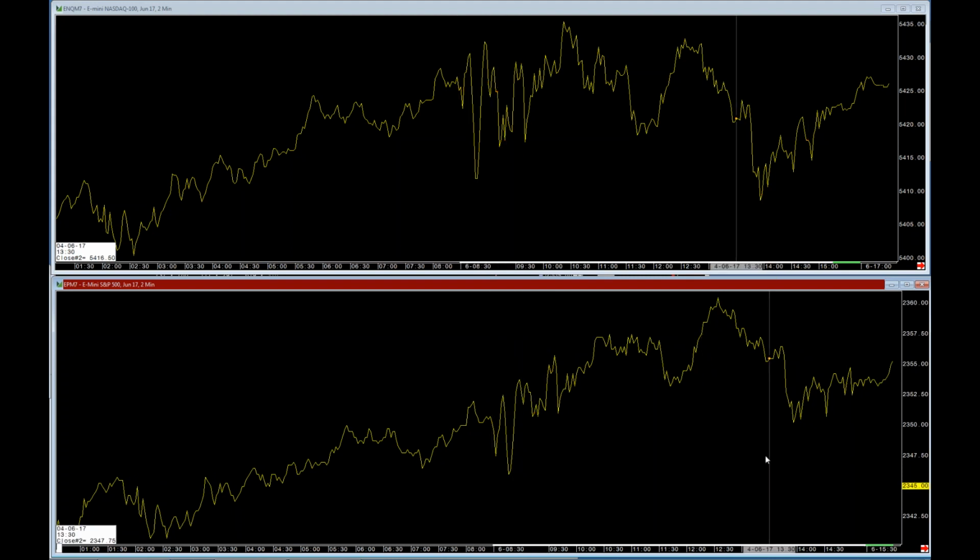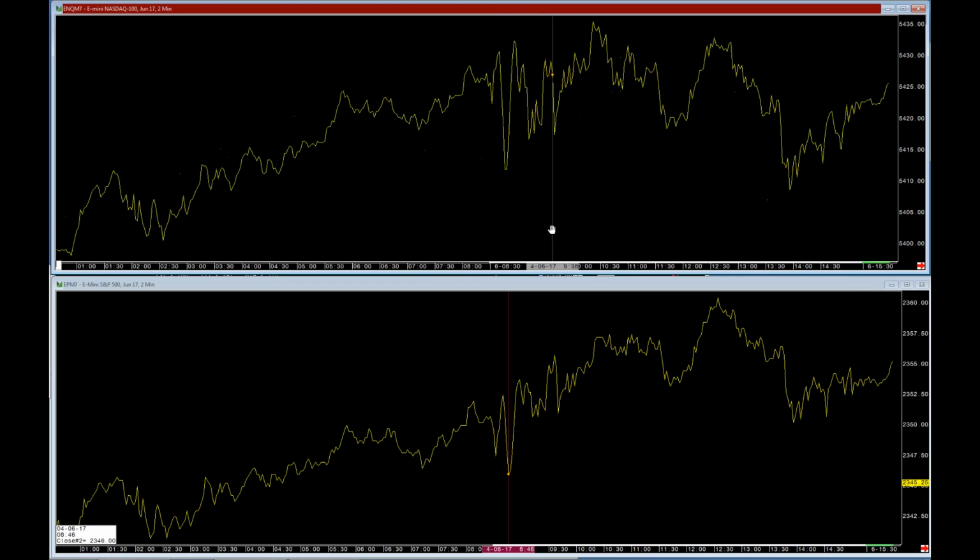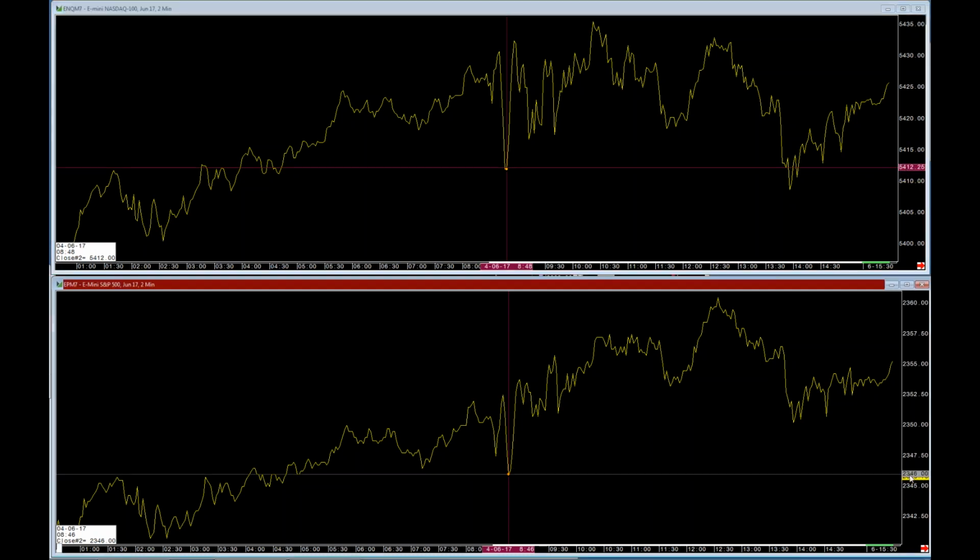Here was a good one. Take a look at this. Let's put the lines in here. Vertical line, vertical line. We'll put an intersection, intersection. So take a look at the two intersections here. This one right here is the NASDAQ. This guy down in here is the ES, right?